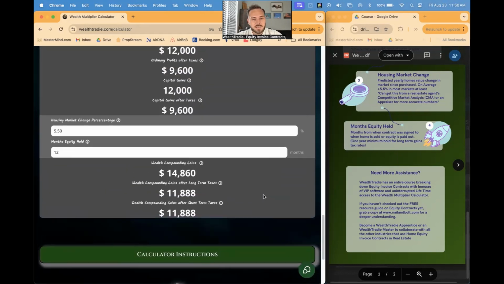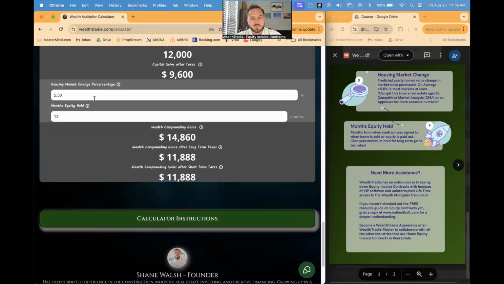And these are just normal numbers. This 5.5% is just the average. If you get into changing markets like COVID, you can get in a hot market where the average was 18% appreciation. You may get in a downturn, and this actually may go negative. It may go negative 2%.